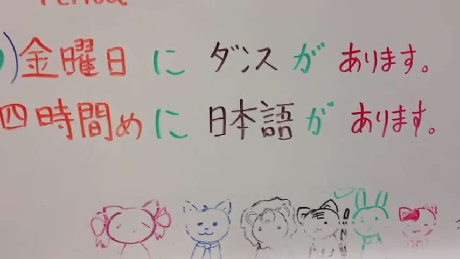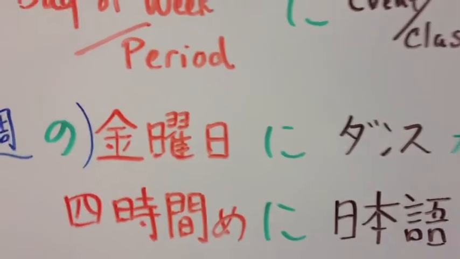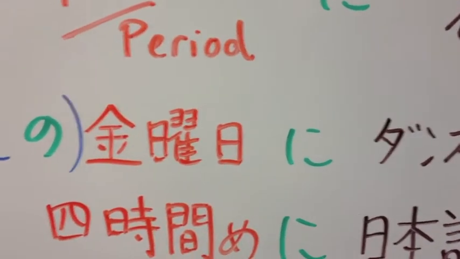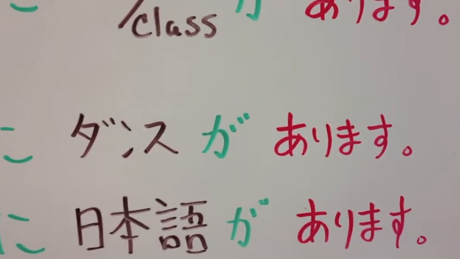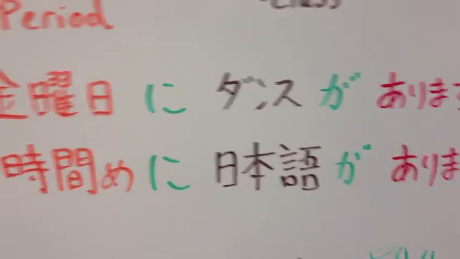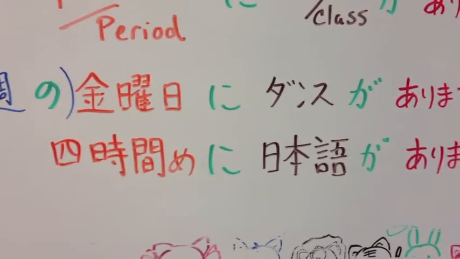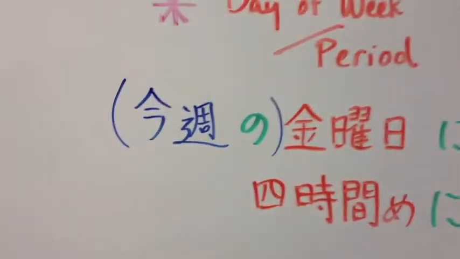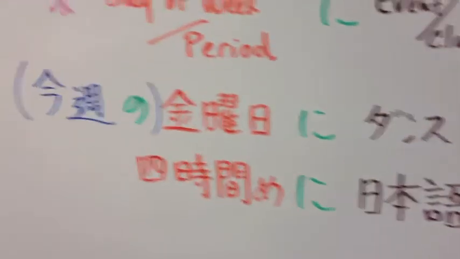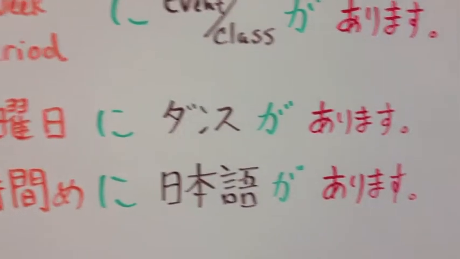But we can also use it to mark days of the week, like Monday, Tuesday, and Wednesday. So right here I have 金曜日にダンスがあります, which is a true statement. We're going to have a dance this Friday. And I want to be even more specific, so I'm going to use a non-specific time together with my specific time to get 今週の金曜日にダンスがあります. The Friday of this week, we have a dance.